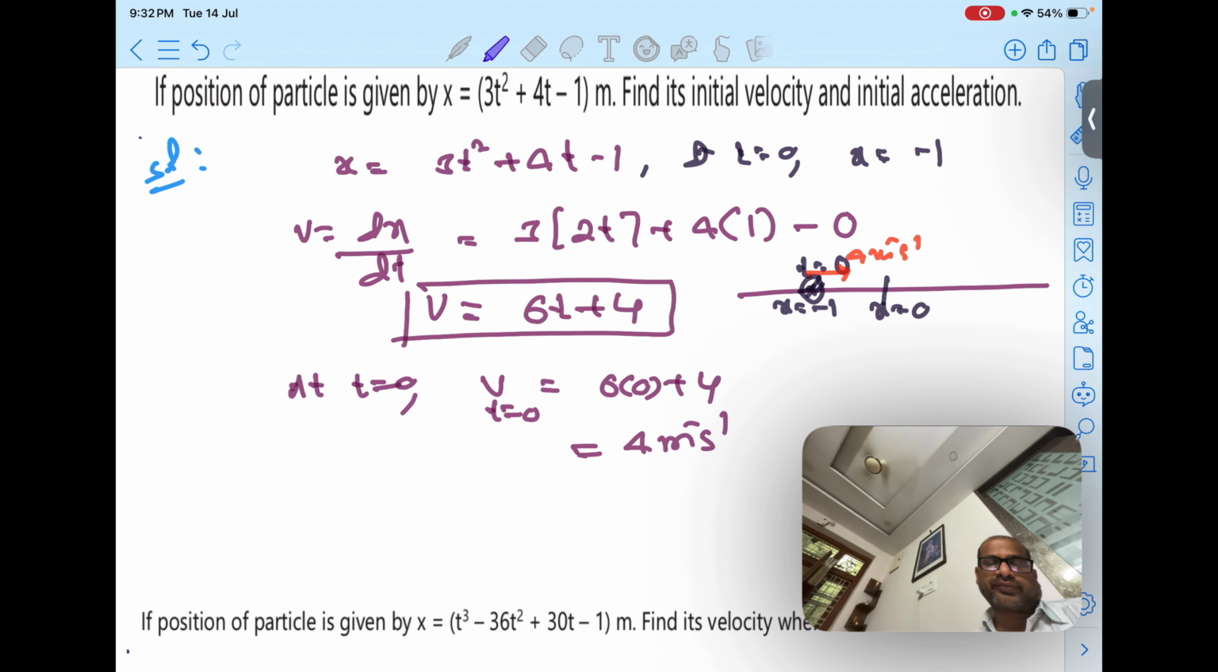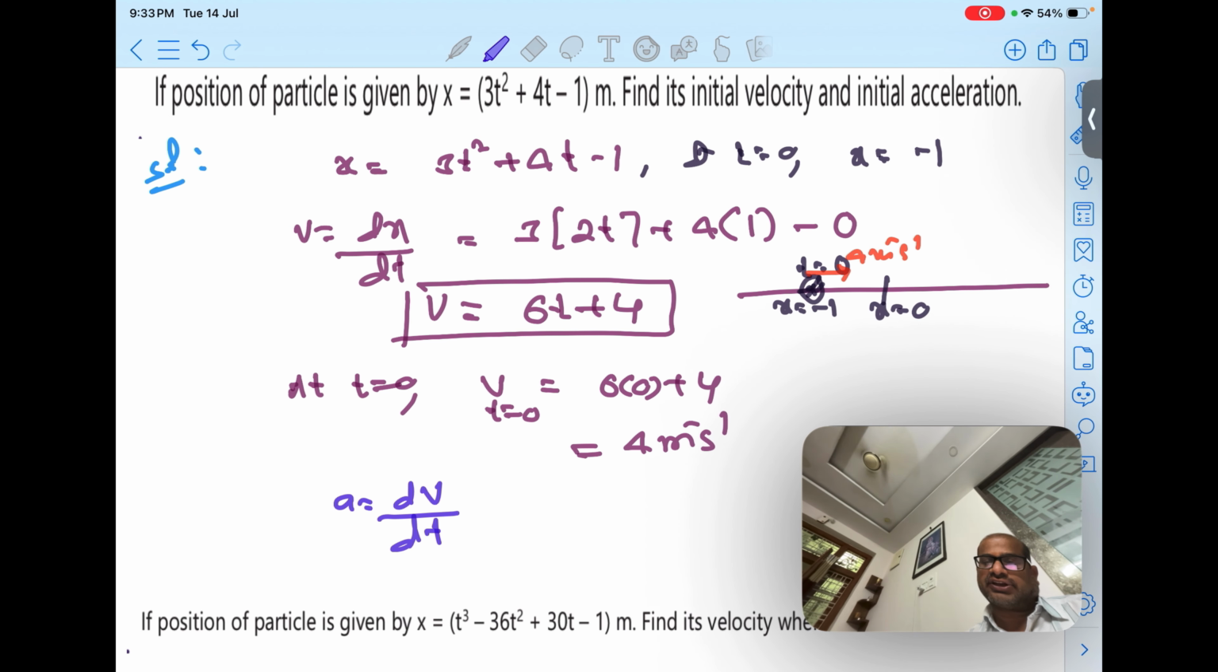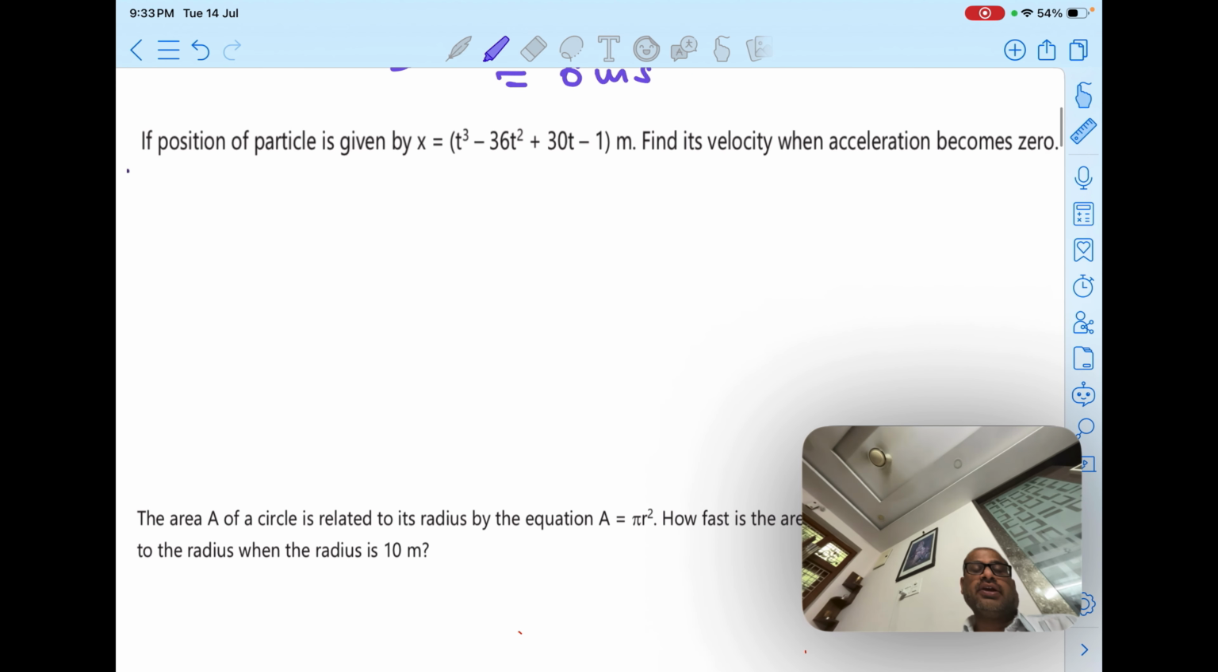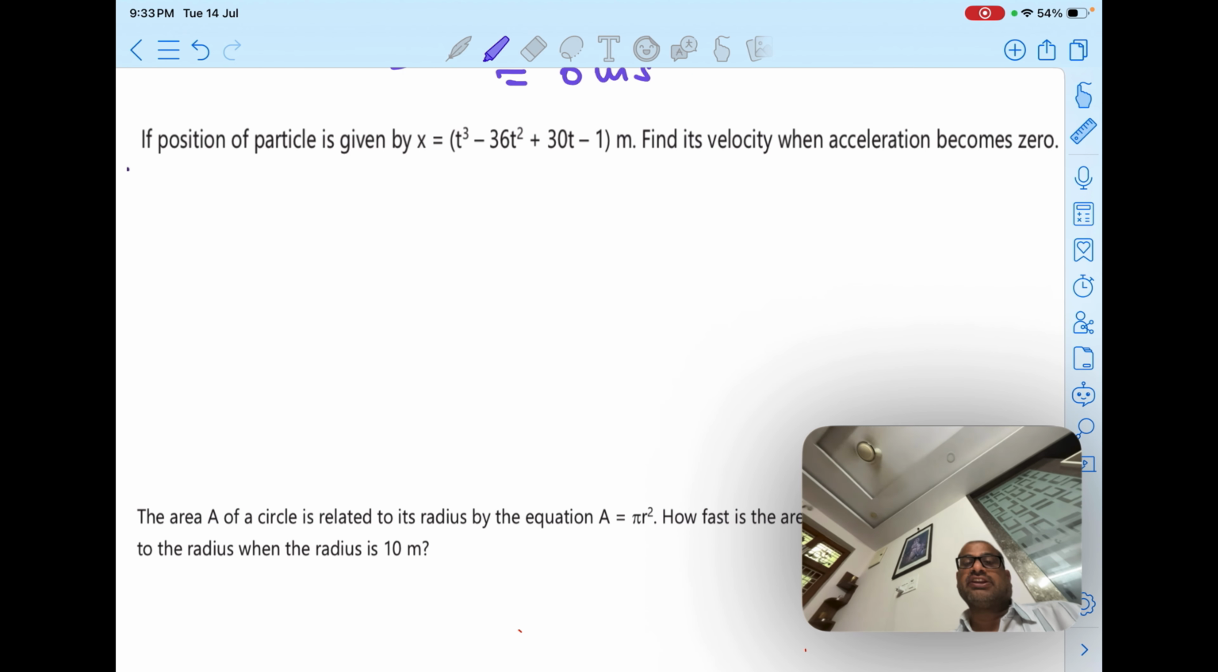Next, he is asking initial acceleration. Acceleration means dv by dt, isn't it? Differentiate this velocity expression: 6 into d by dt of t is 1, plus constant is 0. This is 6 meter per second square. So it's uniform acceleration, not only at t is equal to 0; throughout the motion acceleration will be 6 meter per second square. This is how we attempt the question.